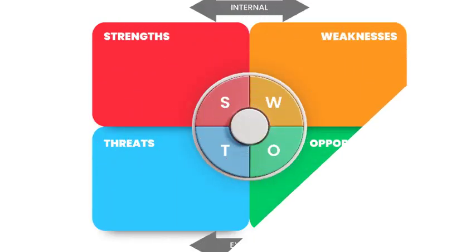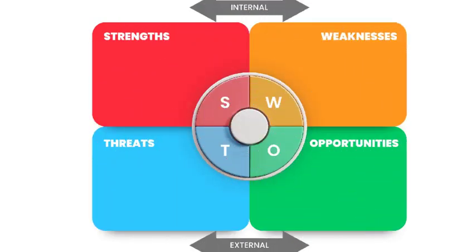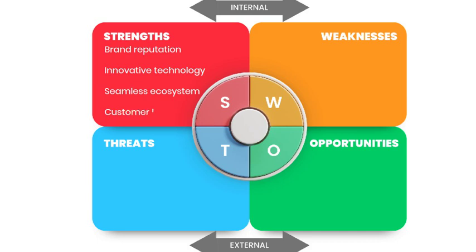Let's consider a SWOT analysis for Apple's iPhone. Strengths. Brand reputation. Apple has established a strong brand reputation globally associated with quality, innovation, and design. Innovative technology. iPhones are known for their innovative features and technology such as Face ID, a high-quality camera system, and the latest A-series chips. Seamless ecosystem. Apple's integrated ecosystem with services like iMessage, iCloud, and the App Store offer a seamless and unique user experience.